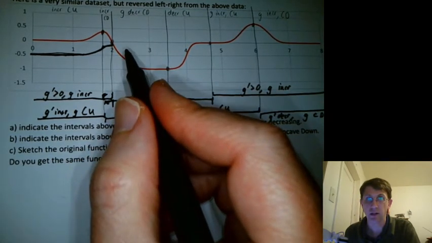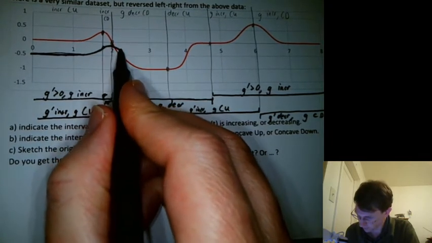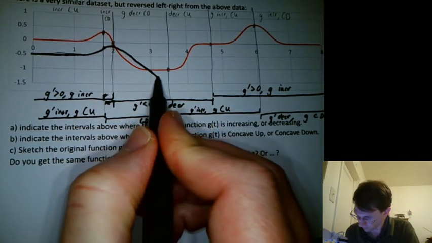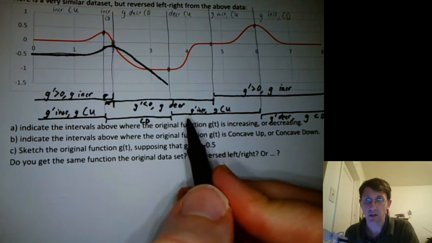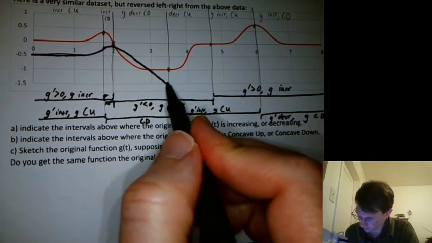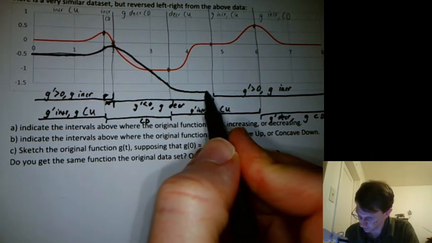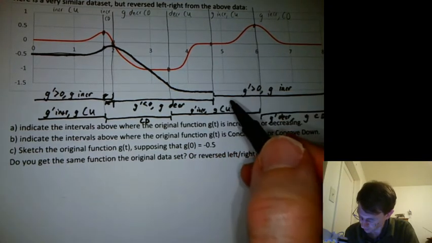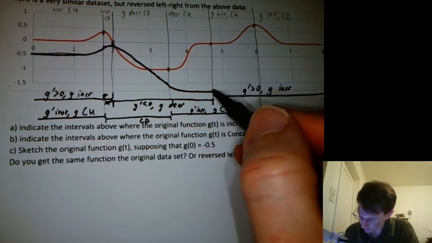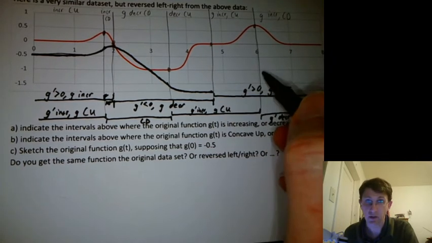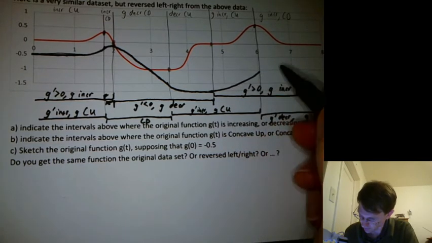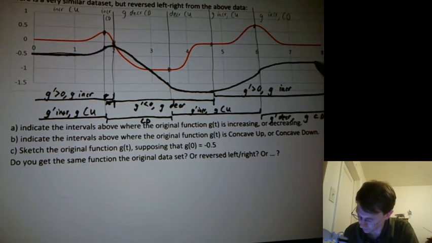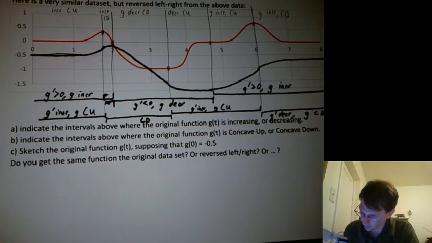And then we have to be decreasing concave down until we get to there. And then we want to be still decreasing but concave up, so kind of flattening out a little bit. And then we want to be increasing concave up until we get to 6 here. And then we want to be increasing concave down like that. So this is our original G.